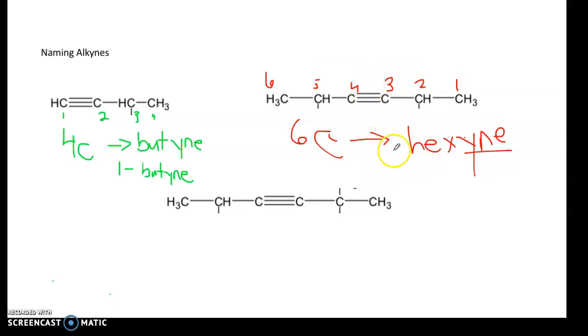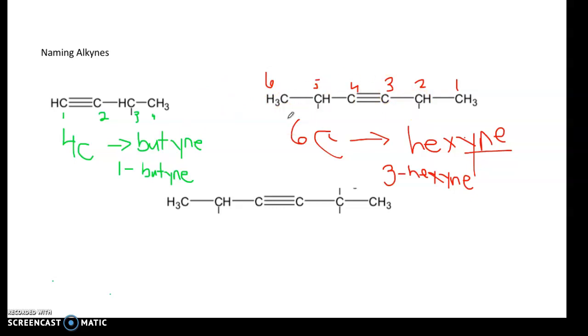So the name is going to be 3-hexyne. And there we go. That's its name. All right. Same thing goes down here. It's basically the same thing, so we're going to go ahead and leave that off. But this is how you are naming alkanes, alkenes, and alkynes.